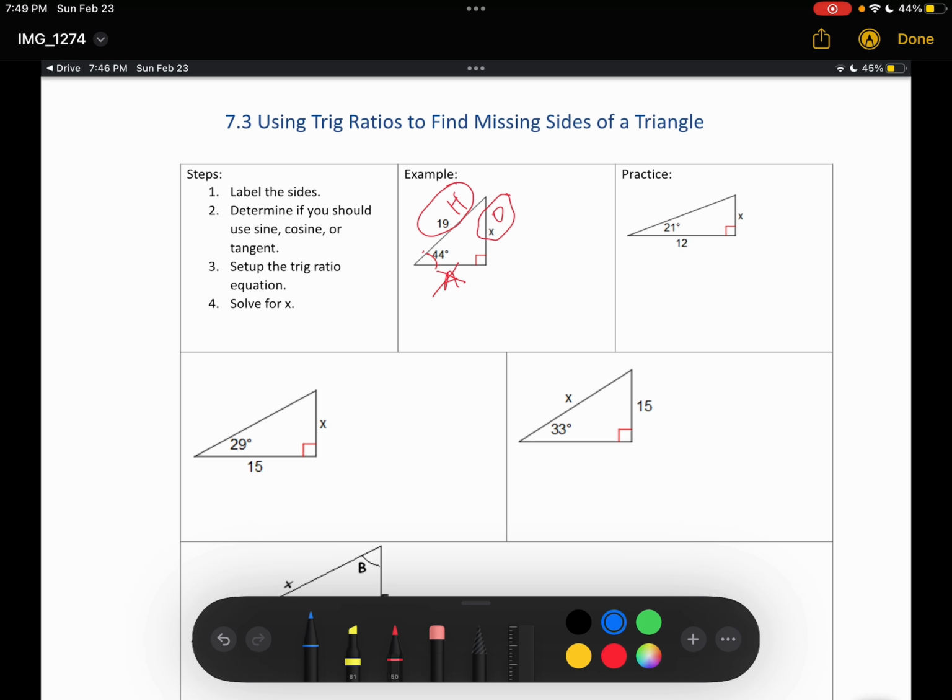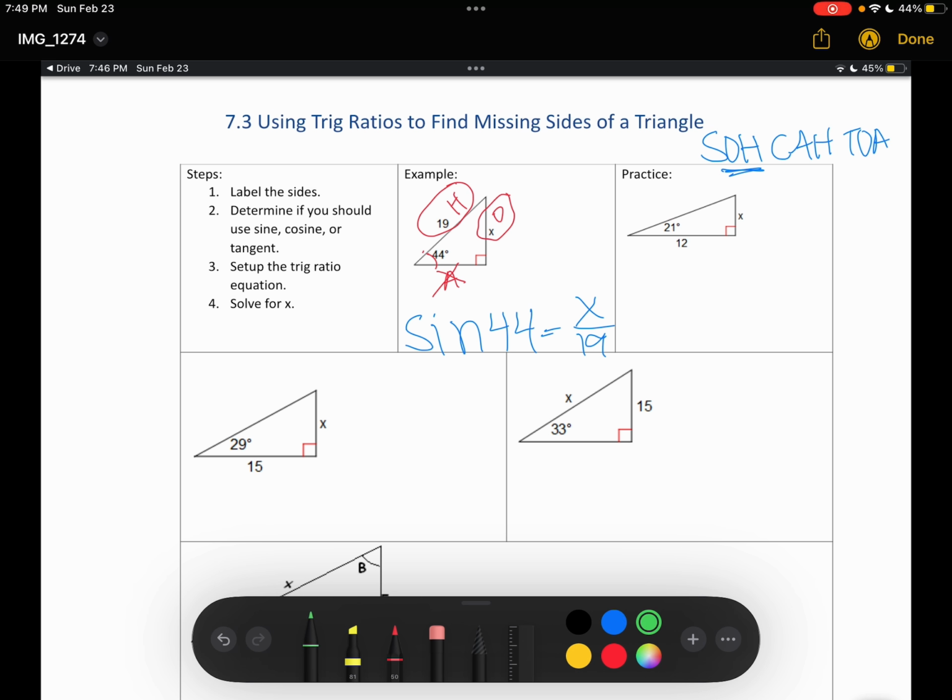So remember, we have our saying SOHCAHTOA. O and H is a sine problem, so we would set this up as sine of the angle equals the opposite side over the hypotenuse side. So when you've got it set up, your next step is to solve for x.